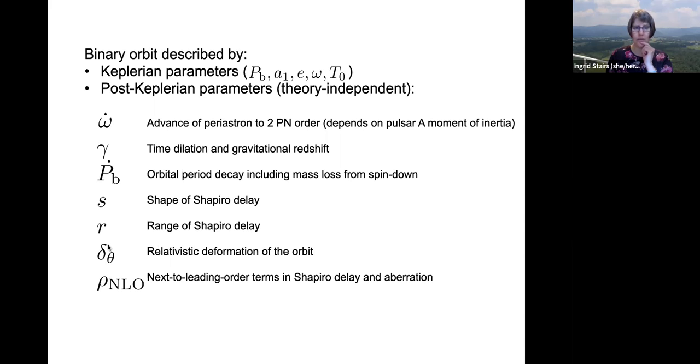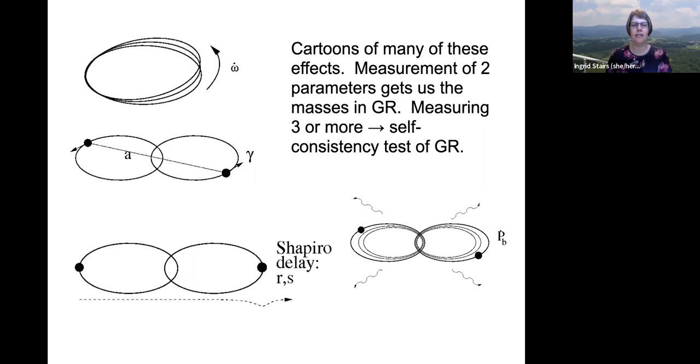And we have new terms now. So these are sort of the classical five, which if you've ever heard me talk about relativistic pulsars before, I've mentioned before. But now we also measure a relativistic deformation of the orbit, which is not the first system to do it in, but it's still nice that we got it. And we have a new parameter which combines the next to leading order terms in both the Shapiro delay and aberration. And I'll talk about how that works in a couple of slides. So here's a cartoon of some of the effects, the five basic ones, and I'll show what the other ones look like in a bit.